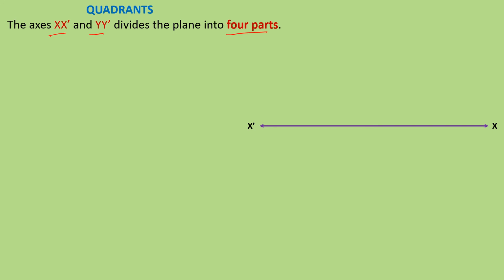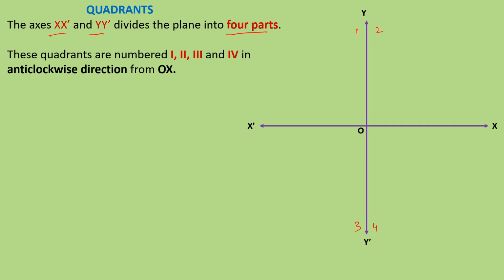Now our next topic is quadrants. What are the quadrants? See, the axes XX' and YY' divide the plane into four parts. This is XX', this is YY', and this is the point of intersection. These two lines are dividing the plane into four parts. Suppose this is the first part, this is the second part, third part and this is the fourth part. We are getting four parts. These four parts are known as the quadrants, right? Now these quadrants are numbered 1, 2, 3 and 4 in anti-clockwise direction from OX. See, we have four quadrants now.